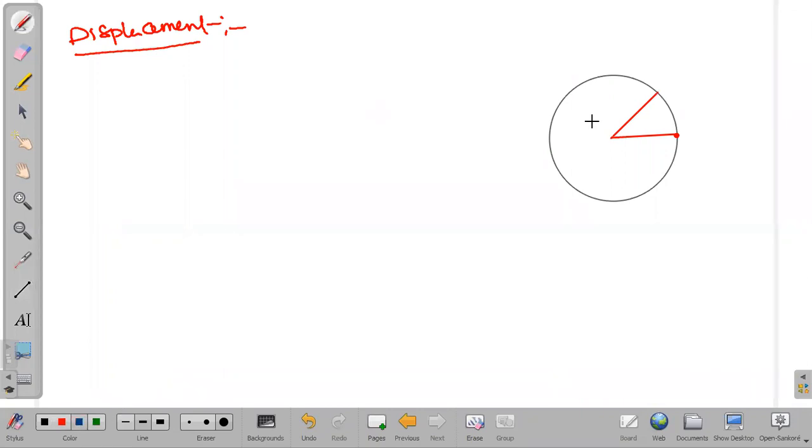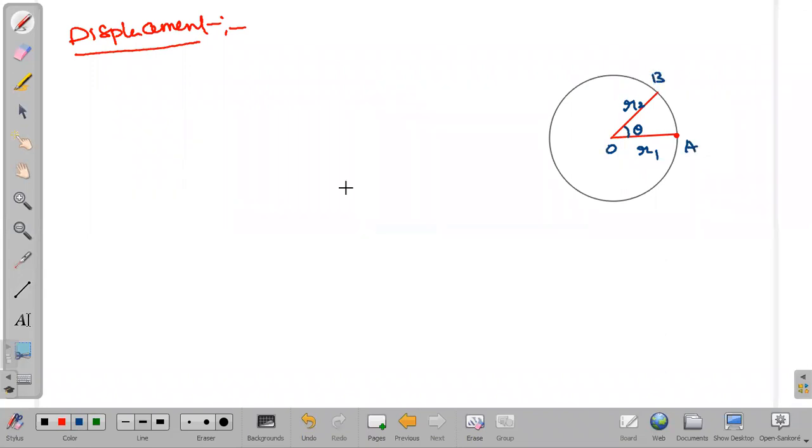Now, for displacement, what we have chosen in the previous diagram, r, actually r will be the same, but still I am taking it as r1 and r2 for easy notation. And this is our theta. The origin I am considering as O. This particular point I am taking as A, and the second point I am taking as B.